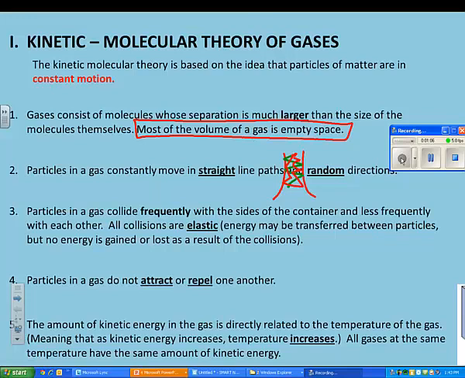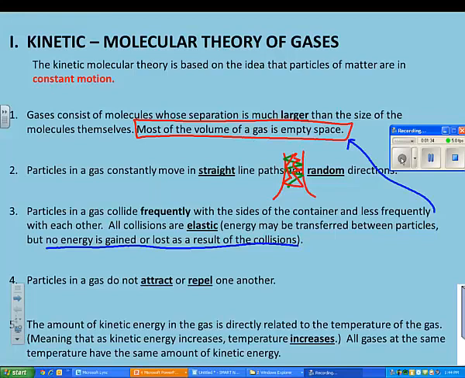Part 3, gases collide frequently with the side of the container, like we just said, but less frequently with each other. That's because our container is made up of mostly space. Kind of the same thing, but puts it into different words. Then all collisions are elastic, which means this big part here, no energy is gained or lost as a result of collisions. Nothing really happens. It's not like a car wreck where your car is going to get squished and you're going to go flying out the windshield. No energy is really transferred there.